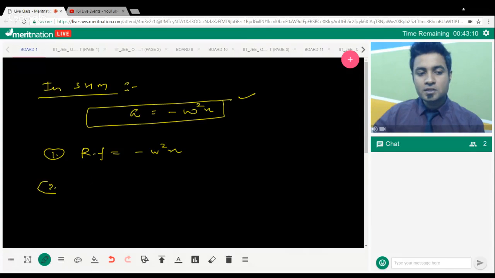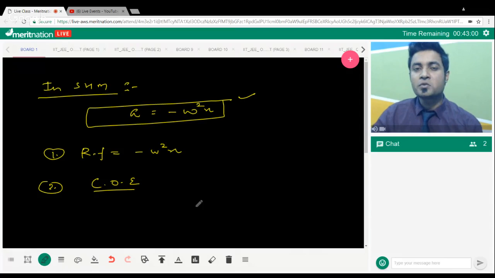The second one is the conservation of energy, where you write the energy of that particular system and equate it to a constant. Later on, you differentiate it and you can figure out the value of omega and all the successive things, the time period or the frequency. So these are the basic methods, and we are going to take a few numericals on this.